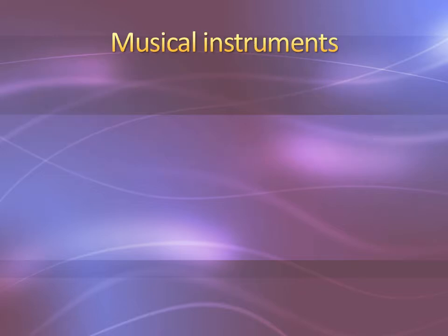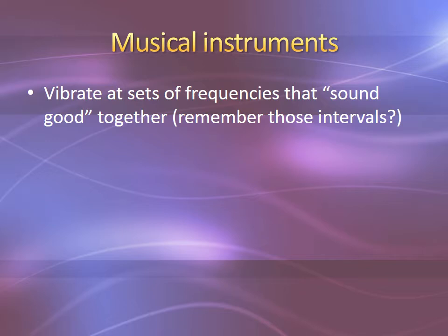Musical instruments take advantage of these natural frequencies. They are built so they vibrate at sets of frequencies that sound good together. That's why wind instruments have a certain length and the holes are in certain positions. And we'll deal with standing waves in a column of air in our lab and in another video lecture.